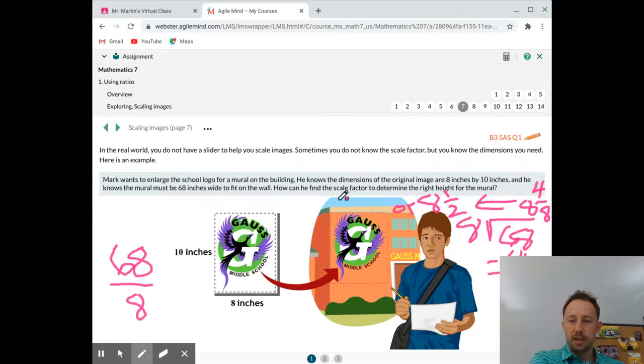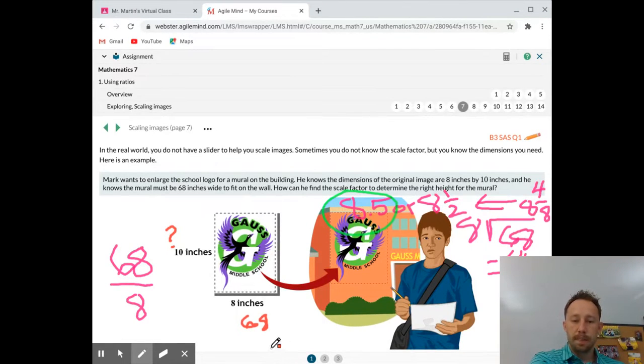What is the decimal form of 8 and a half? Good. So what's our scale factor going to be? 8.5. Good deal. So what do we need to do with the scale factor? I think we need to multiply. That's right. So right now we know that 8 is going to become 68, right? But what we don't know is what 10 is going to become. So what do I need to do to 10?